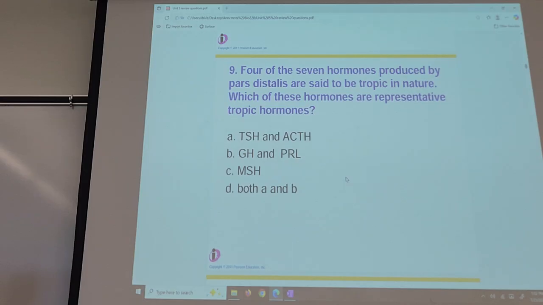Okay, 4 of the 7 hormones produced by the pars distalis are said to be tropic in nature. Which of these hormones are representative tropic hormones? A. Right? What's the definition of a tropic hormone? It's a hormone that acts on another gland, right, triggers another endocrine gland to secrete its own hormone, right? So TSH and ACTH are that.